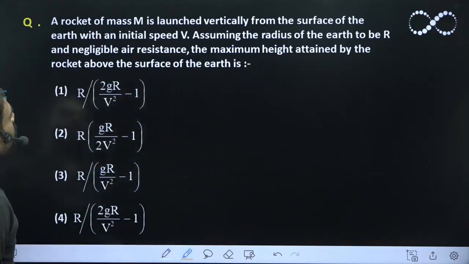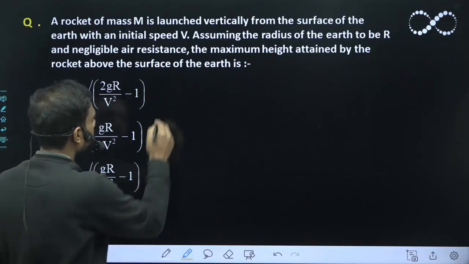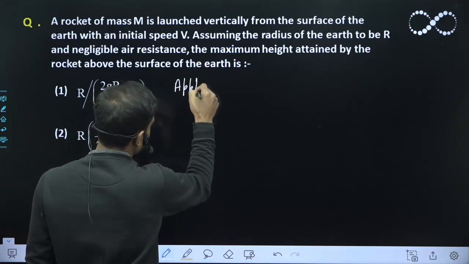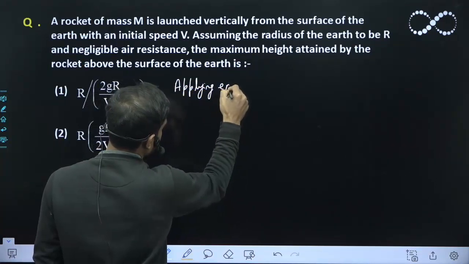A rocket of mass m is launched vertically from the surface of Earth with initial velocity v, assuming the radius of Earth to be capital R and negligible resistance. What is the maximum height attained by the rocket above the surface of Earth? So apply the energy conservation here. Applying energy conservation.